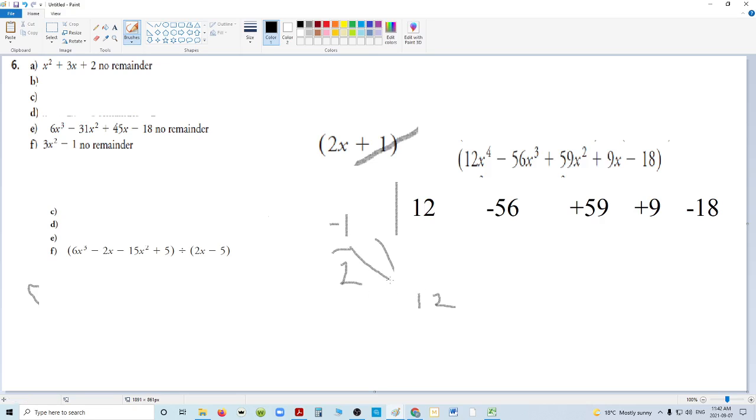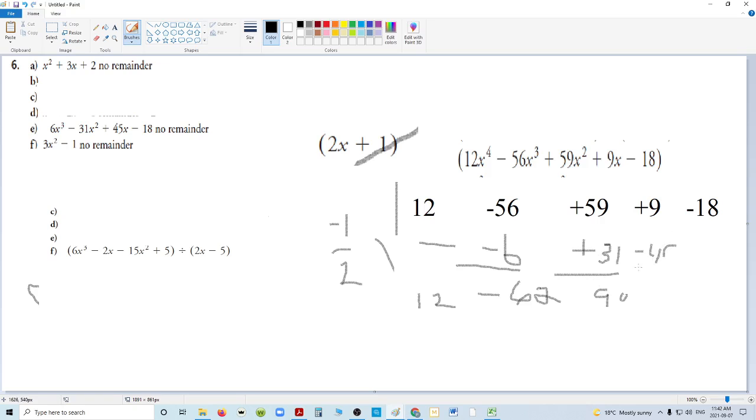Okay. When I multiply by that minus half, it becomes minus 6. When I add these, it becomes minus 62. Okay. That's where I did my error right there. Minus 62 times the half becomes positive 31. Yeah, that's where I did my error. 31. When I add these, I get 90. When I multiply by minus a half, I get minus 45.